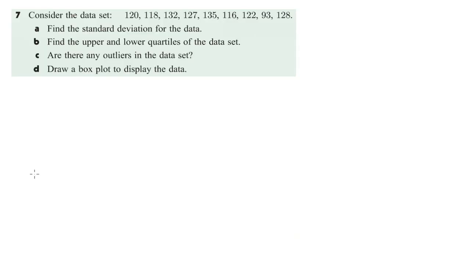Last one to take a look at is number 7 here. Consider the data set. Find the standard deviation for the data, upper and lower quartiles, outliers, and then a box plot. So you certainly can stick this into the graphing calculator or the scientific calculator for that matter, and figure out the standard deviation and upper and lower quartiles. We'd still have to hand calculate the outliers, and then we'd have to obviously hand draw the box plot.